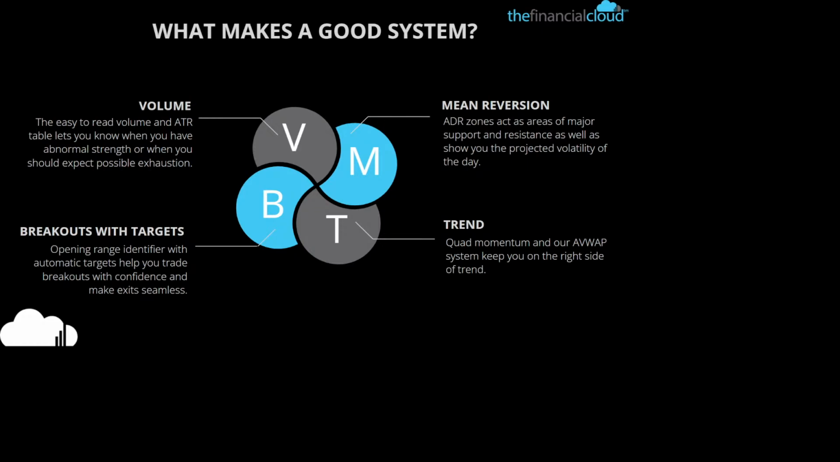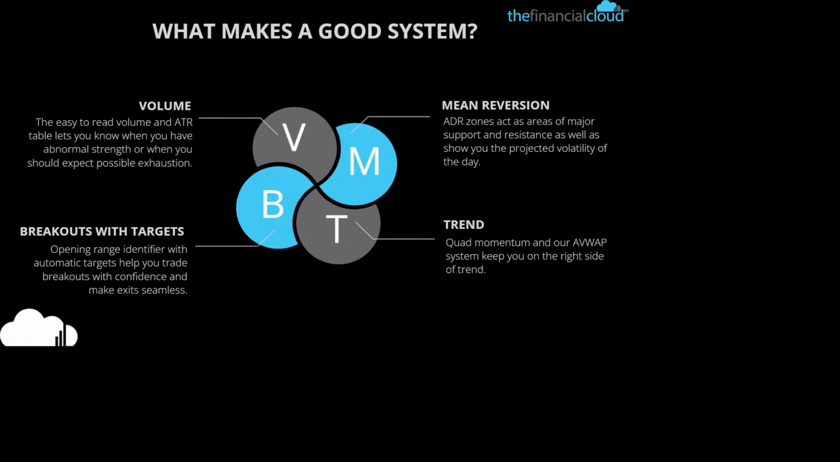Let's touch on the volume section. In the top right or left hand of your screen, you'll be able to see there's an easy to read volume and ATR table. No doing math or having different indicators for figuring out your ATR. You know exactly what the range of the day is, when you should see exhaustion, and if that volume is abnormal or not. We have breakouts with targets.